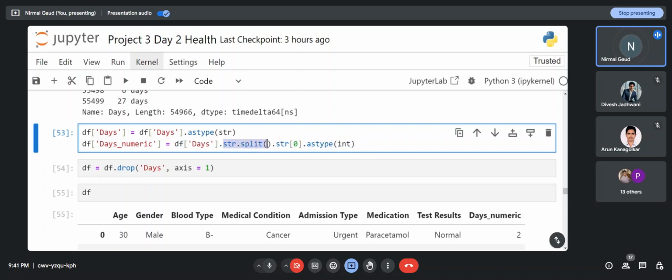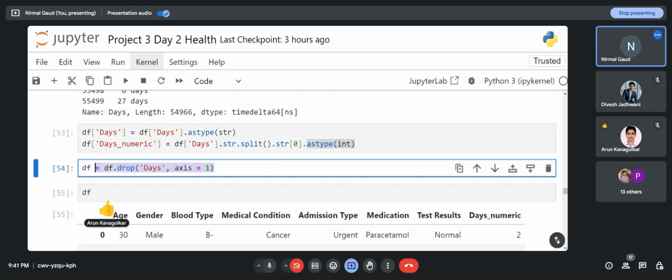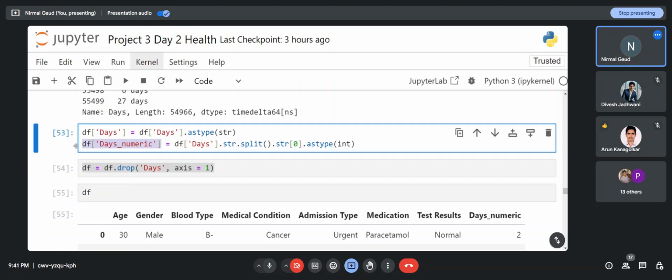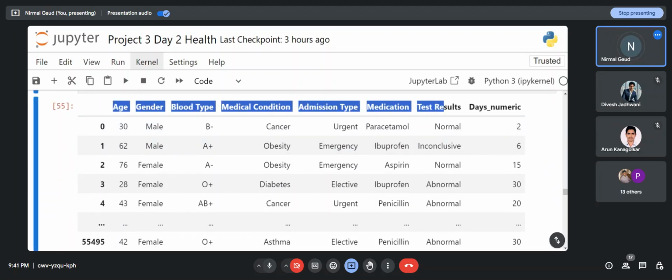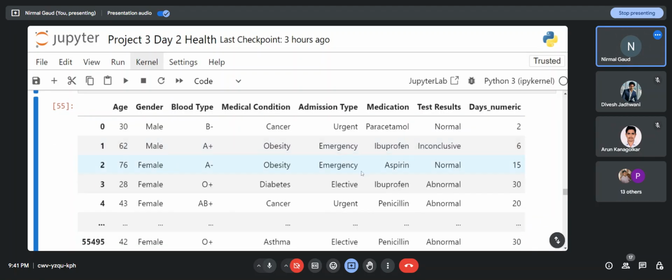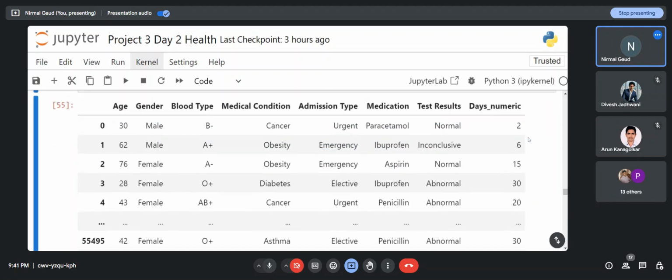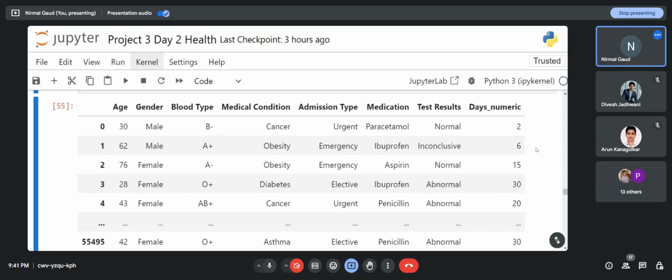This is a string, so I split the string and took the zeroth location from it. That is the value, and though it was in a string format only, I converted it into integer, and then I dropped days also because now I am having days numeric. So these are my final features. Days numeric I am considering for my analysis.